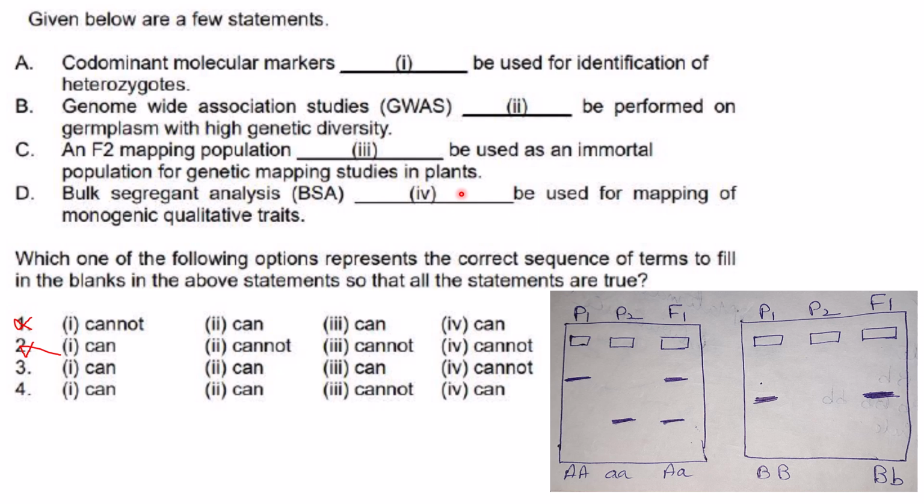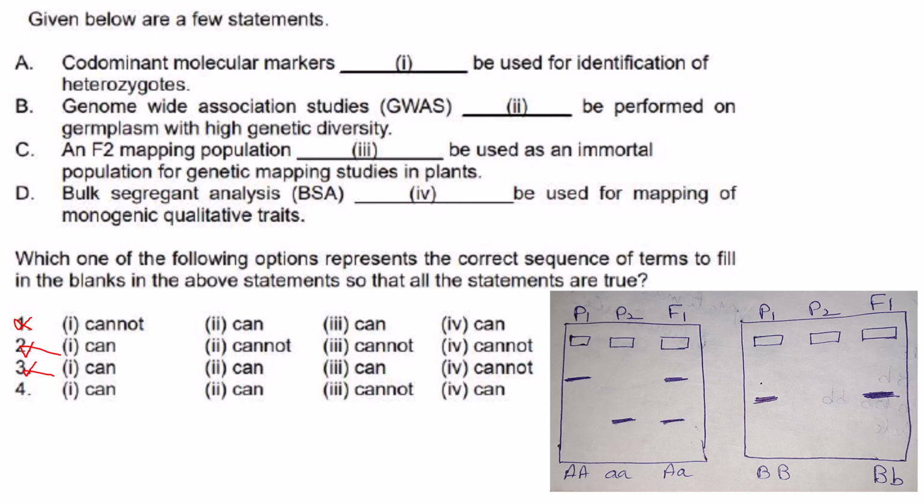Now F2 population are not meant for long-term maintenance, so they are a mortal population, and they are not developed by repeated selfing of the parent. So C is cannot. So that makes option 3 also gone.